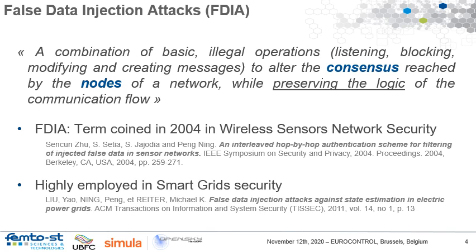So we define a false data injection attack, FDIA, as a combination of basic illegal operations, listening, blocking, modifying, and creating messages, to alter the consensus reached by the nodes of a network while preserving the logic of the communication flow. This term was coined in 2004, when FDIAs were studied in the domain of wireless sensors. Then a lot of work followed in smart grid security, where the power system state estimation outputs can be corrupted by injecting false data into meter measurements. Another study shows that FDIAs can manipulate the electricity price market.